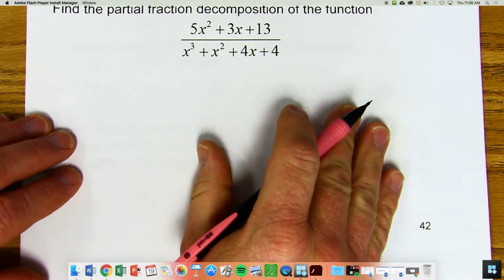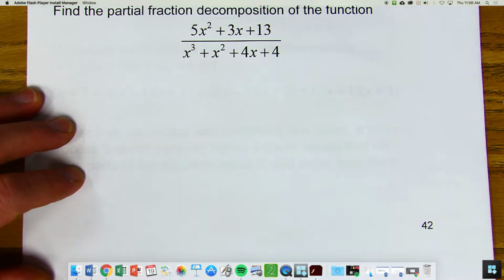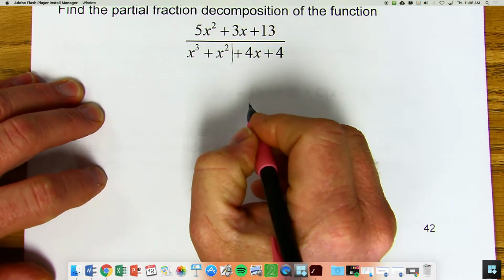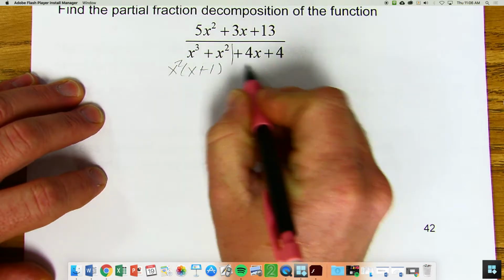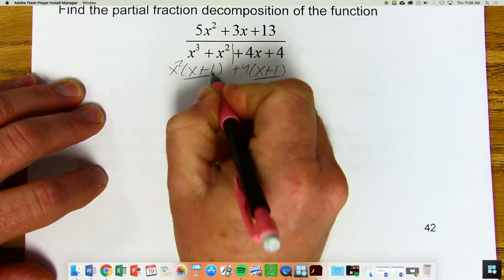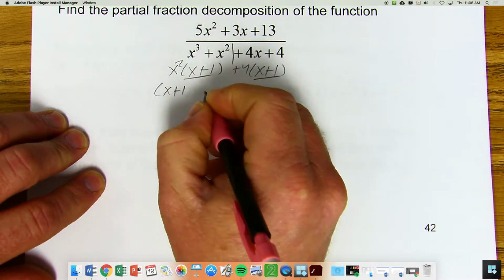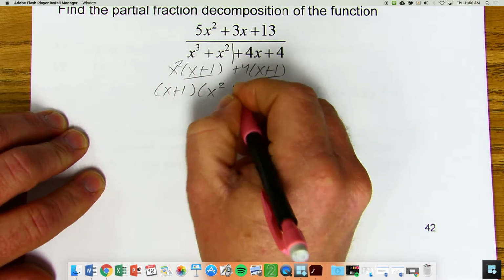Here's our practice problem. It says find the partial fraction decomposition of the function. The very first step we have to do is factor the denominator. So remember, draw a line down the middle. Factor out an x squared. That's going to give us x plus 1. Here, factor out a 4. It's going to give us x plus 1. These are the same. So when they factor out, that gives us x plus 1 times x squared plus 4.